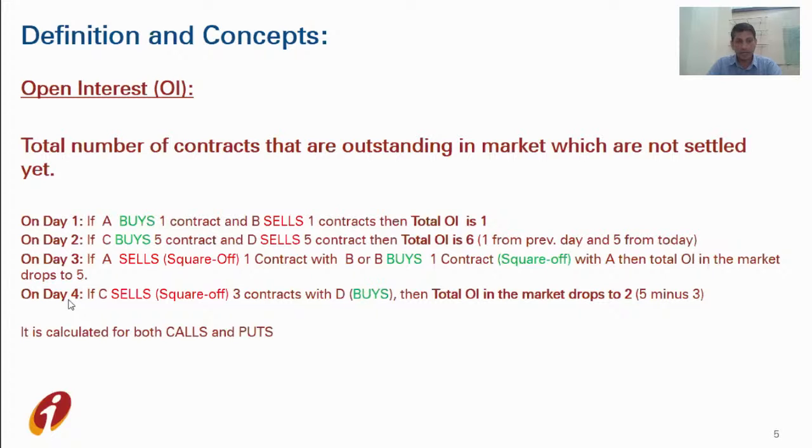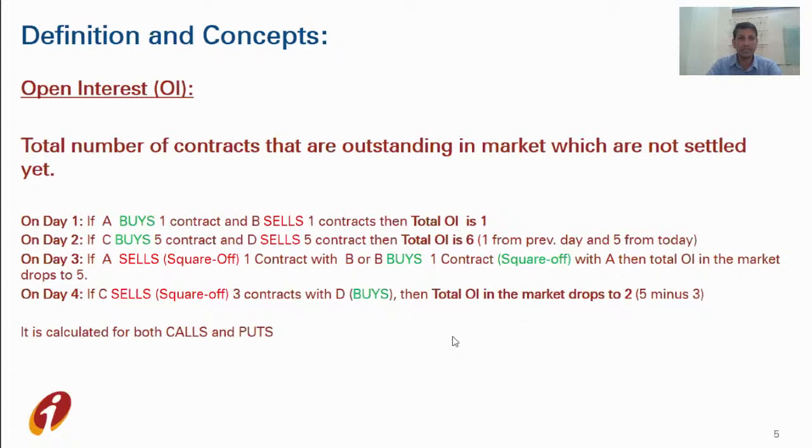Similarly, if you go one day ahead, and C decides to sell only 3 quantities, and at the same time D also decides to square off his position by 3 contracts, then the total open interest in the market will again reduce by 3 contracts. On day 3 it was 5, and after dropping by another 3, the only open interest that will remain in the market will be 2. So open interest normally keeps changing.